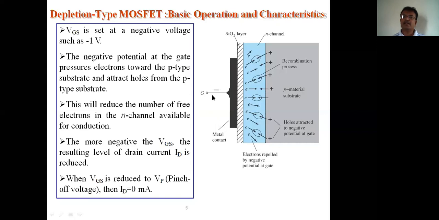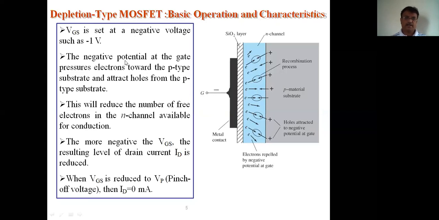As you increase the negative voltage applied at VGS, the electrons which are present in the channel get depleted. In Kannada, khali aagta irutte. If you go on increasing VGS negative voltage, electrons will start getting depleted from the N channel. At a certain voltage of VGS, all electrons will get completely depleted. Current becomes 0. That voltage is called the pinch off voltage.